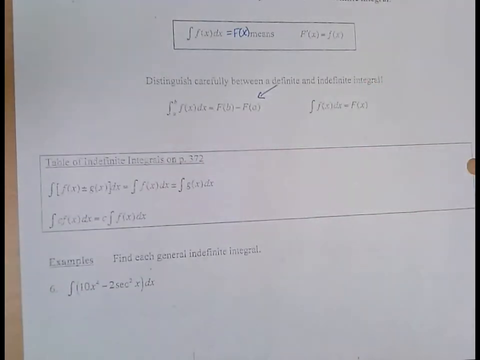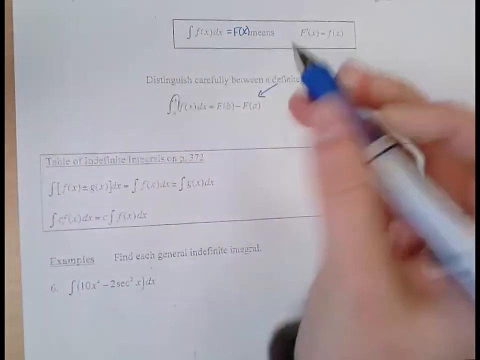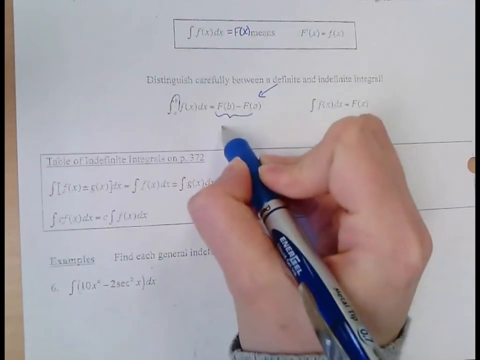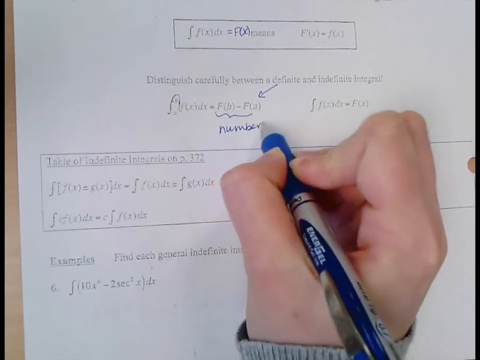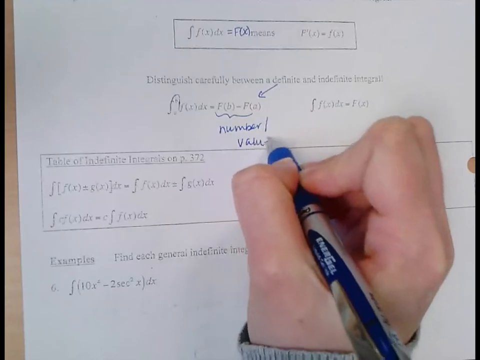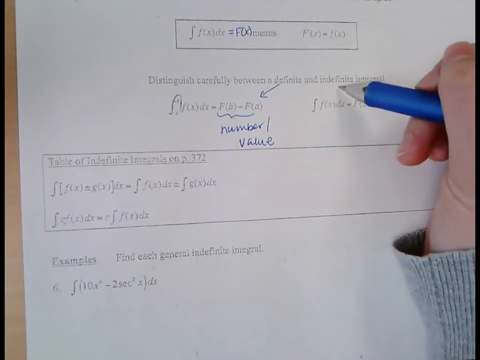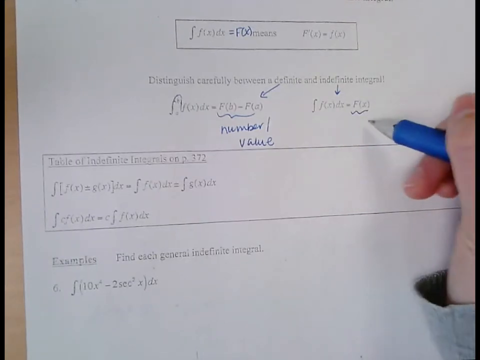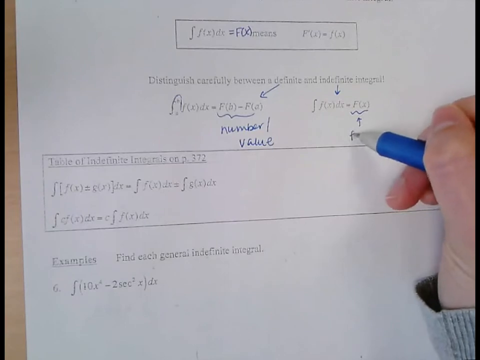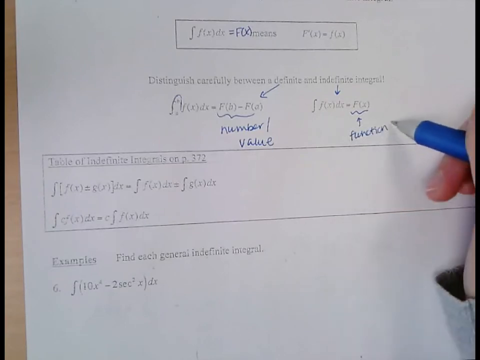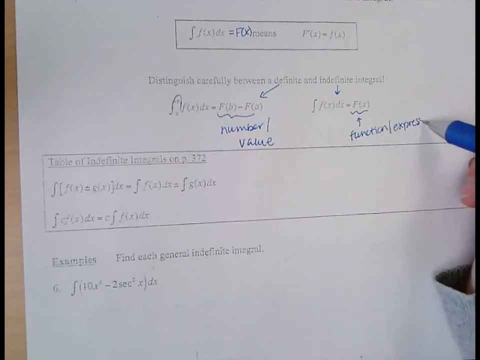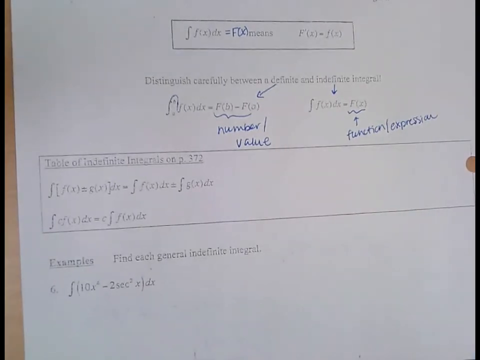So this one is definite. There are limits of integration. Your answer is a number or a value. So when you have a definite integral, your answer should be a value. When you have an indefinite integral, your answer is a function or an expression, because you're finding the antiderivative, but you're still going to have the variable in your answer because you don't have limits of integration.